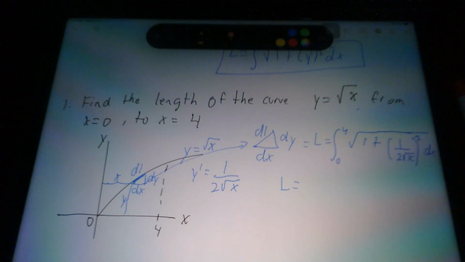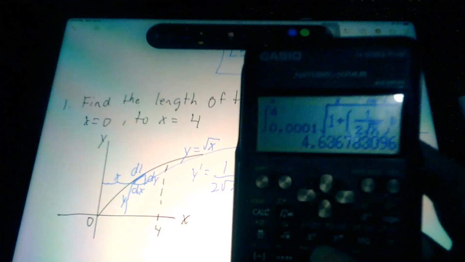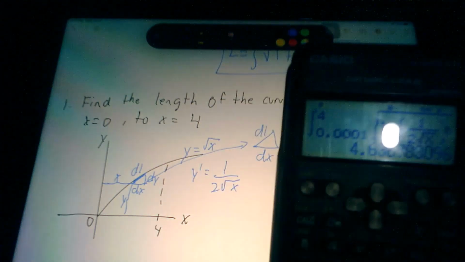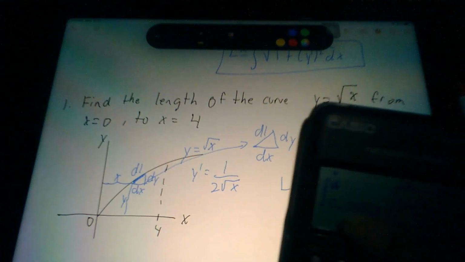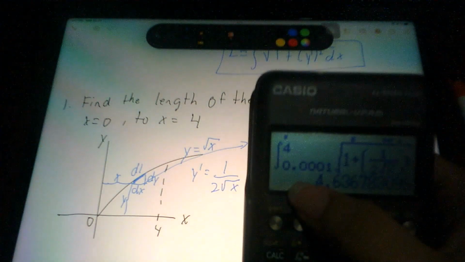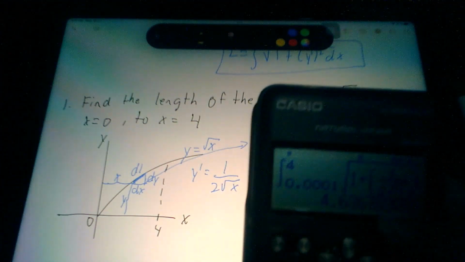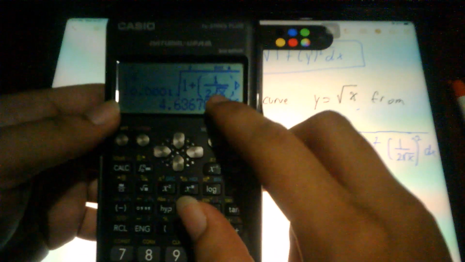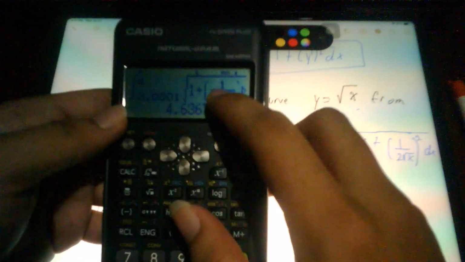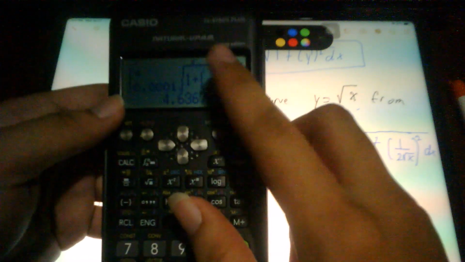So our answer should be, let's wait for my calculator. So guys, if you wonder, when you input here the limits 4 to 0, it equals a math error, because if you divide a number by 0, it becomes undefined.